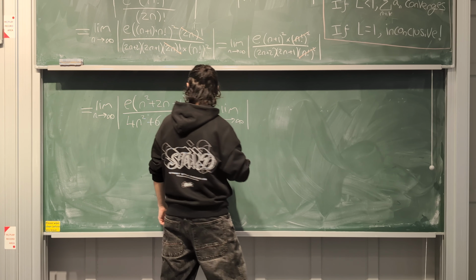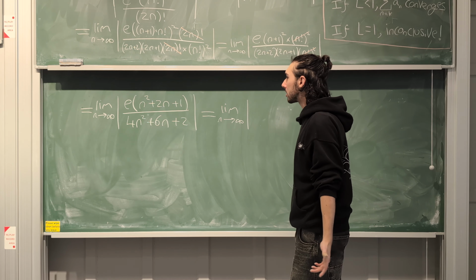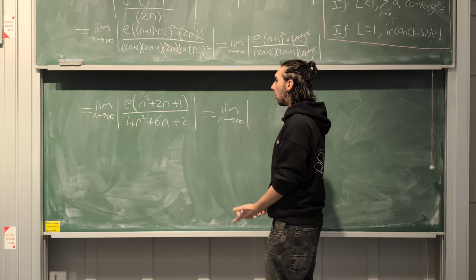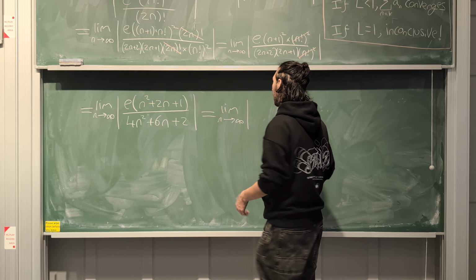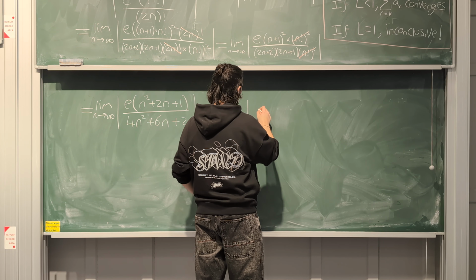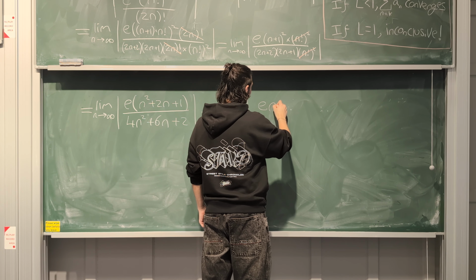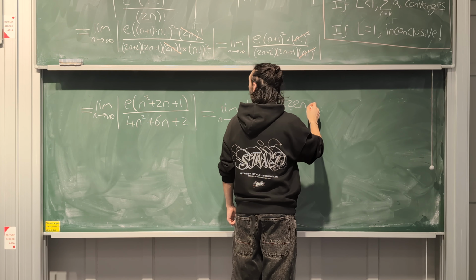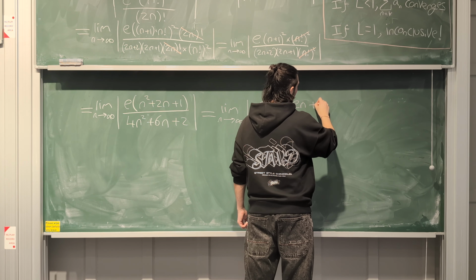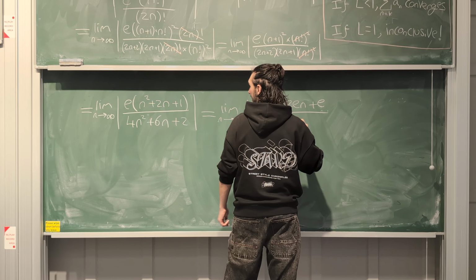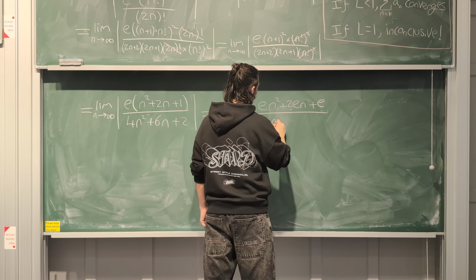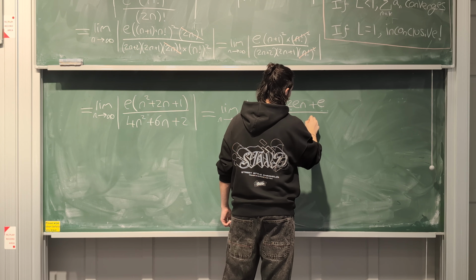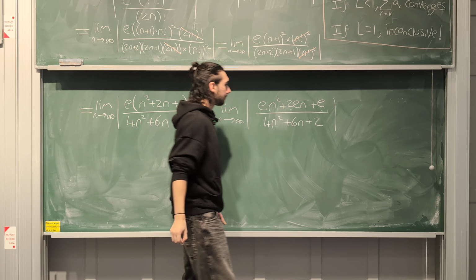Okay, what can we do now? Well, I would probably either take the e out of the whole thing, or just leave it in and expand the top out one more time. So I've got e times n squared plus 2en plus e, divided by 4n squared plus 6n plus 2, like that.